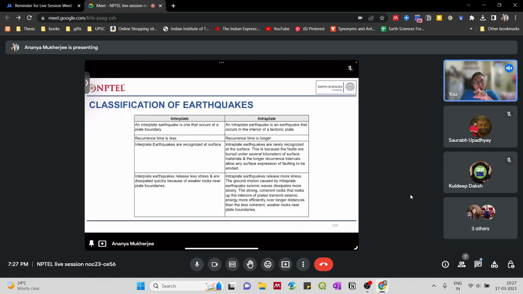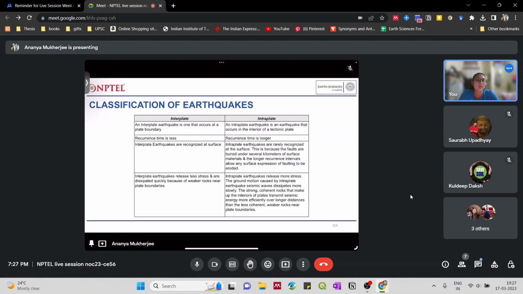So it is also a bit difficult to monitor such intraplate earthquakes. Because the duration is so long, you cannot really predict it very well. You don't know where the slip is going to take place, so that is a bit difficult to understand. Interplate earthquakes are recognized at the surface. You can see the fault surfaces, the traces, and the features associated with such faults and earthquakes on the surface.